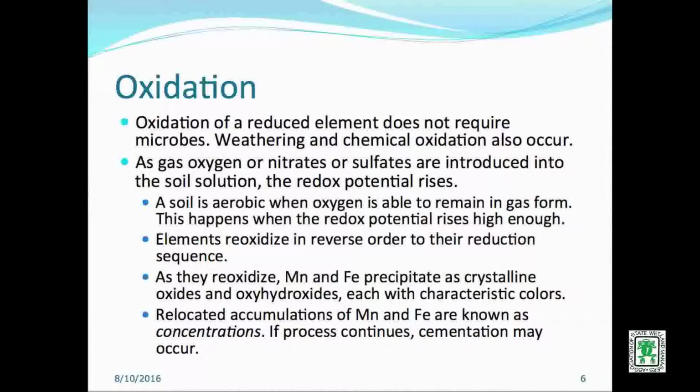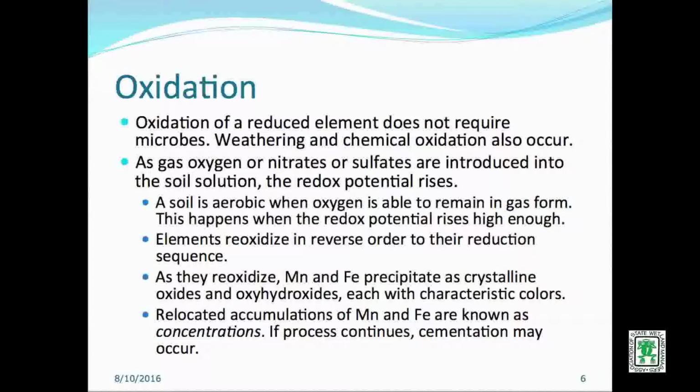Elements reoxidize in reverse order to their reduction sequence, as mentioned earlier. And as they reoxidize, manganese and iron precipitate as crystalline oxides and oxyhydroxides. Each one of these has characteristic colors. And this is what allows us to use oxidized manganese and iron precipitates as redox features that help us identify the soil as a hydric soil.